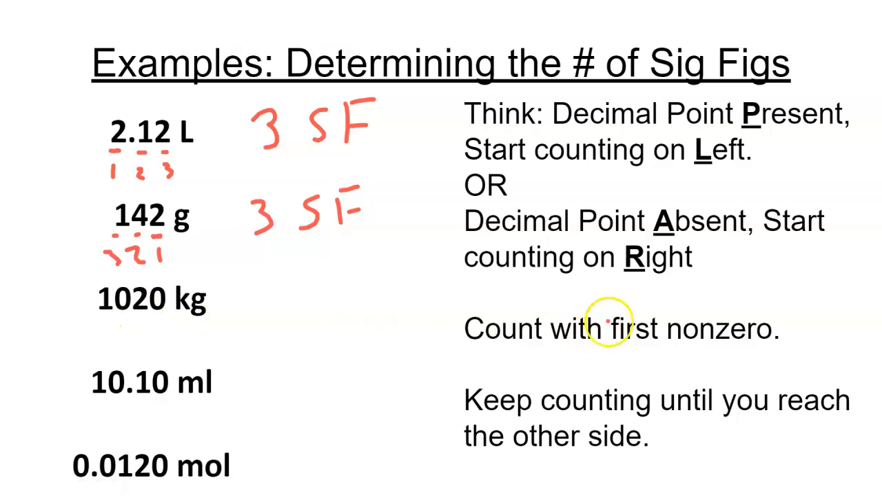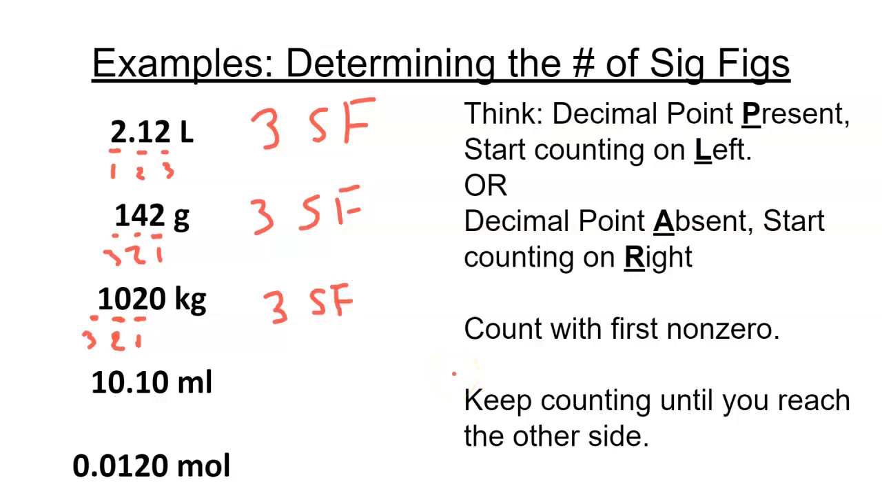How about this one, 1020 kilograms? Well, this time, decimal point absent. Start counting on the right. But remember, you start counting with the first non-zero. So the first digit I'm going to count is this 2. But then once I start counting, I go all the way to the end. So these middle zeros do count. It's only leading zeros, zeros before I start counting digits, that don't count. So this has 3 sig figs.